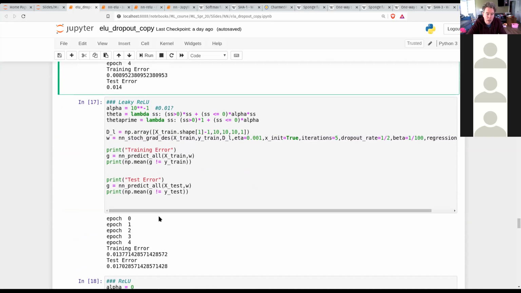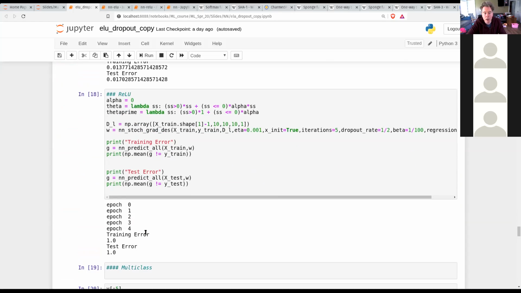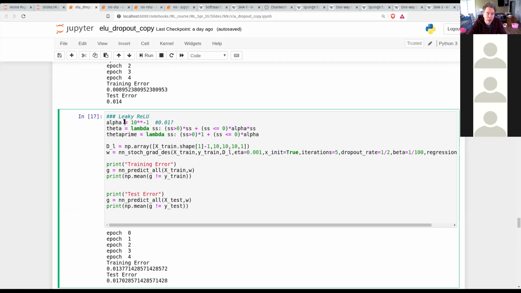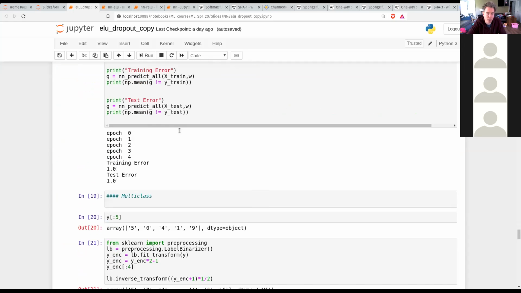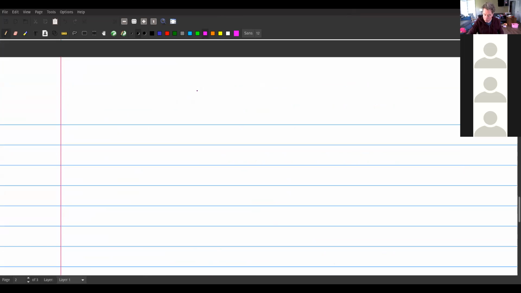Here's leaky ReLU. Leaky ReLU does worse than either of those others at this task on the MNIST data set. And here's ReLU itself, and ReLU itself does not even converge here. With leaky ReLU, I used an alpha of 0.1, but the documentation that I've read suggests that 0.01 is often a good choice, but I've found that it's not. So I guess you have to play around and try different possibilities for the alpha parameter, which is used both in ELU and in leaky ReLU.